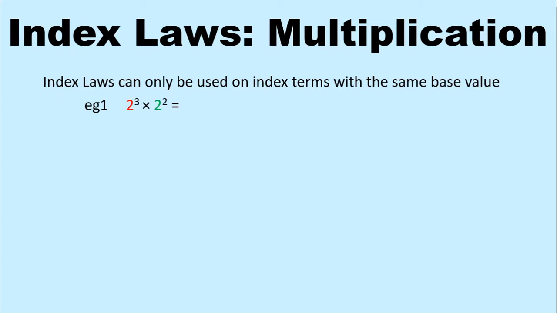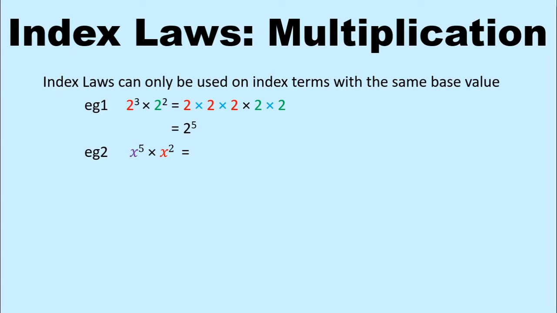Let me show you how we could expand this out and from that deduce the multiplication law. 2 to the power of 3 means 2 times 2 times 2. Timesing that by 2 squared means timesing by another 2 and timesing by another 2. All together, have a look at that. How many 2's are being multiplied together there? 5, right? So we'll simplify that and say that that is 2 to the power of 5.